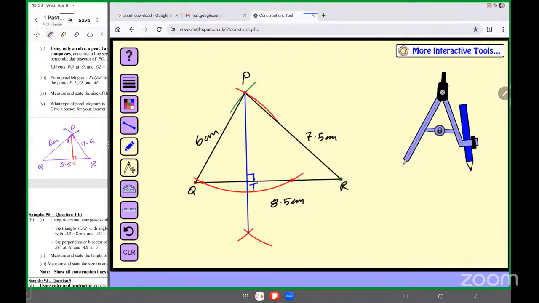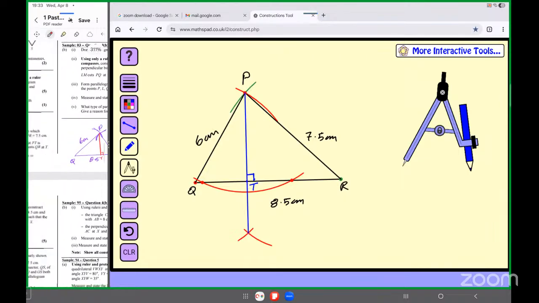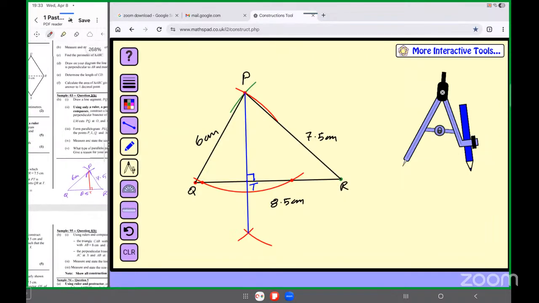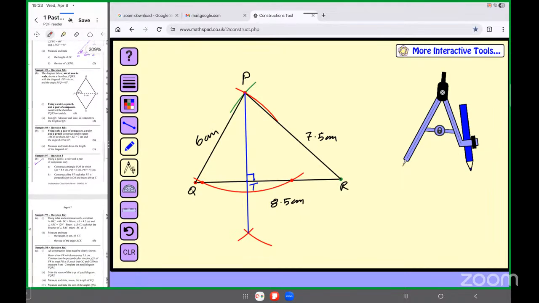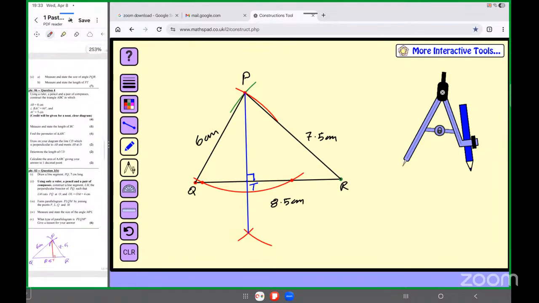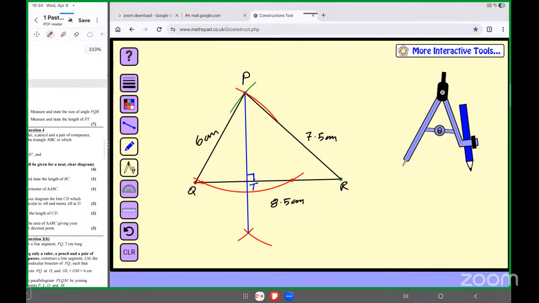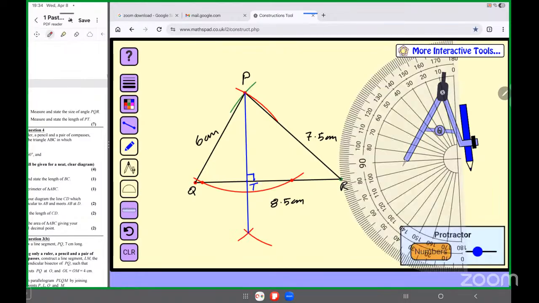Good. And the question wants us to measure the angle. EQR, it says. Which angle do they want us to measure? Here's the question. Oh, up the top here. They want us to measure angle PQR, that's the angle down on Q. And I want us to measure the length of PT. So let's use this first to measure the angle down on Q.